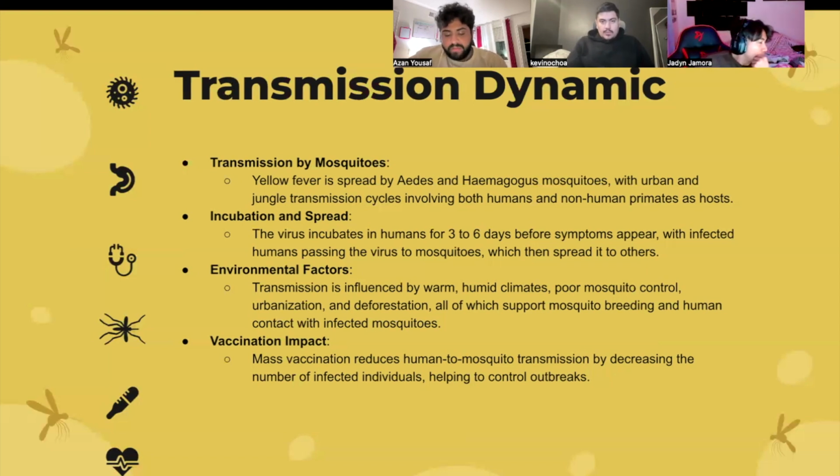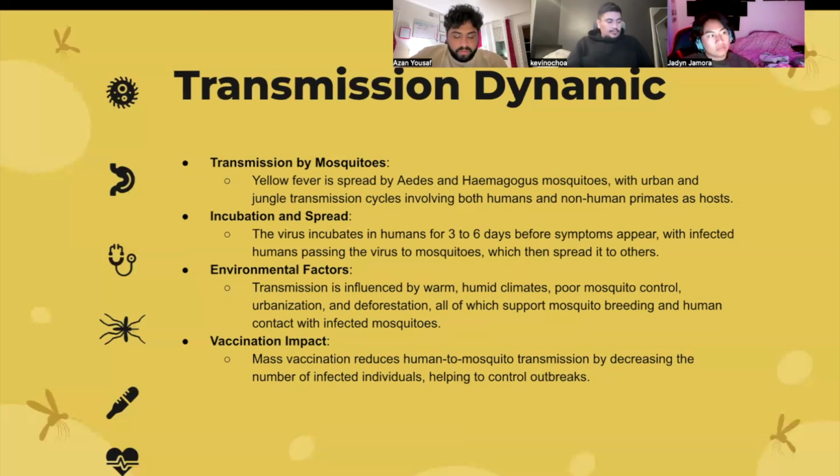Once infected, the virus incubates in humans for around 3 to 6 days before the symptoms actually start to appear. During this period, an infected individual can pass the virus to mosquitoes, which then can transmit it to other people, obviously creating that cycle of infection.